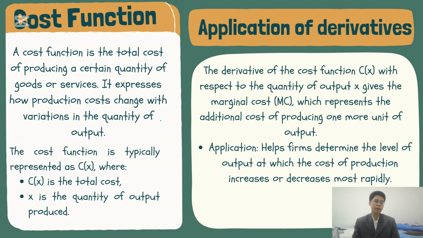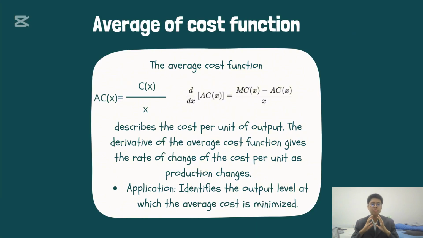Next, I will be explaining the average cost function. The average cost function is the cost per one unit of output. So we can write the formula as the cost function divided by the unit of output, which we call x. The derivative means the rate of change. That means the derivative of the average cost function will give the rate of change of the cost per unit as the production changes. And the business company usually uses the average cost function to identify the output level at which the average cost is minimized.